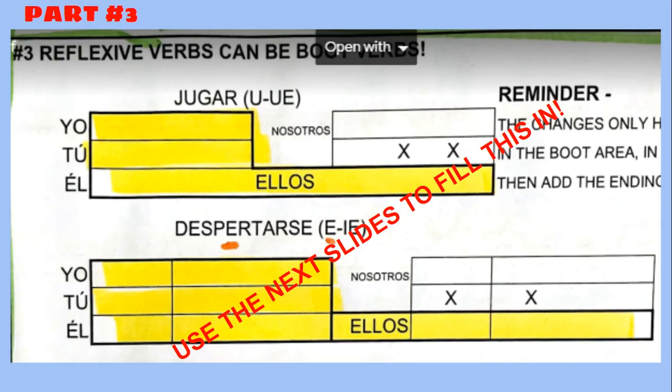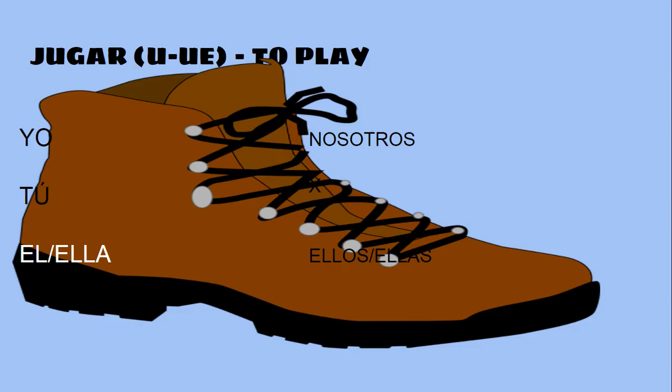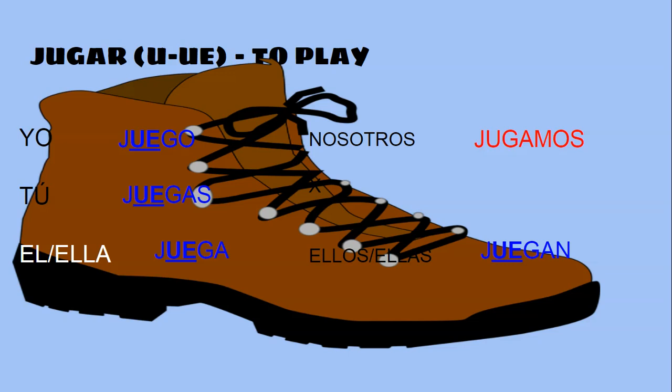So here's an example, okay? We're going to use the next slide, but I'm showing you this is what your worksheet looks like. We're going to use the next slide to fill it in. So jugar is a boot verb, and it means to play, and it says U to UE. So inside the boot, I'd say yo juego, tú juegas, él juega, nosotros jugamos, ellos juegan. I only did the verb jugar because I wanted you to see and remember what a boot verb looks like.